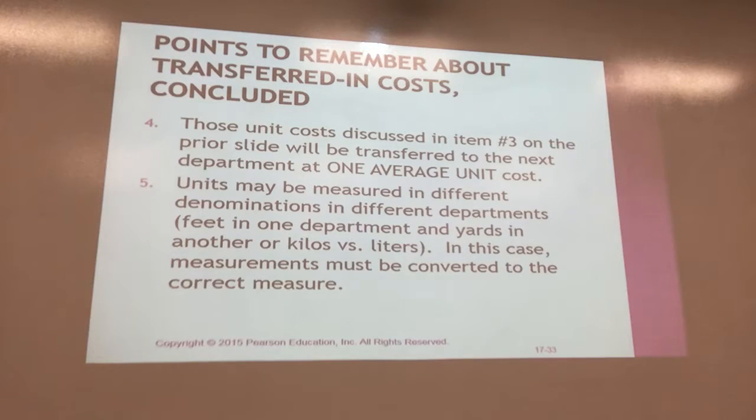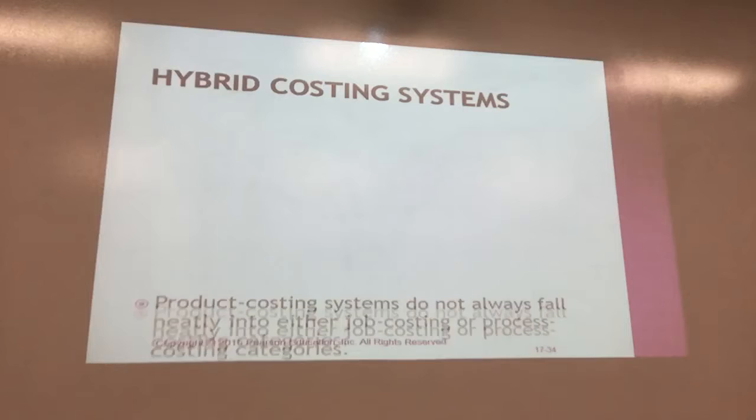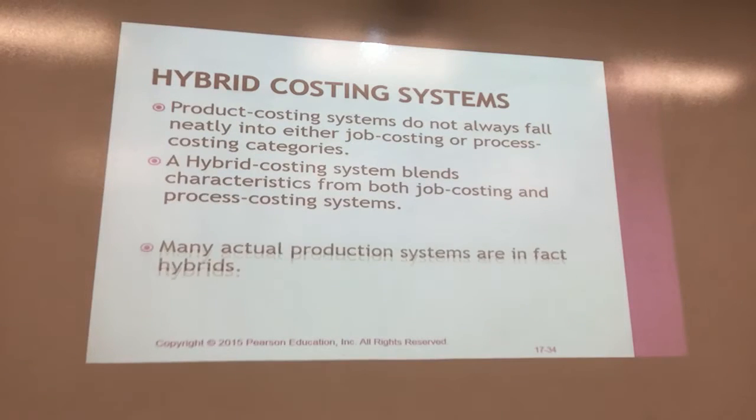Units may be measured in different denominations in different departments. One might be feet in one department, one might be yards, or kilos versus liters. So remember, when we're dealing with cost, things change between departments. How things are accounted for are different in different departments. Yeah, okay? And so if that's the case, measurements must be converted to correct measures. I don't think we really have to deal with a whole lot of that, okay?